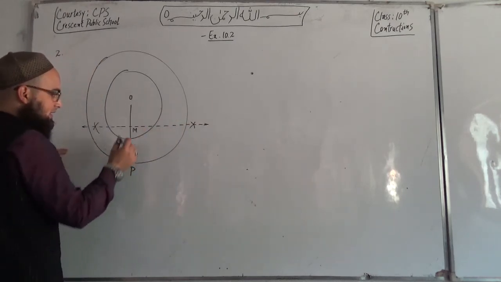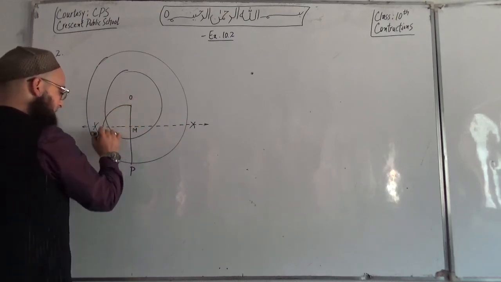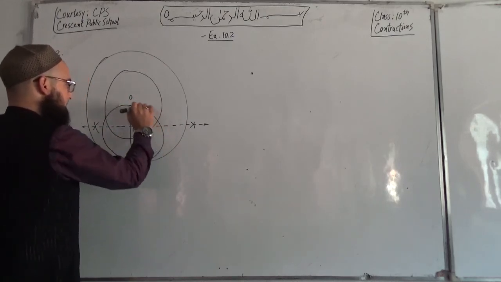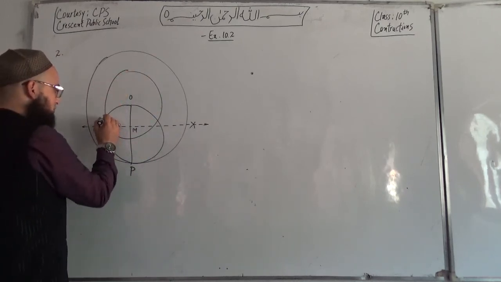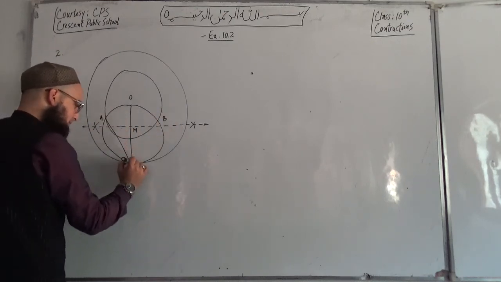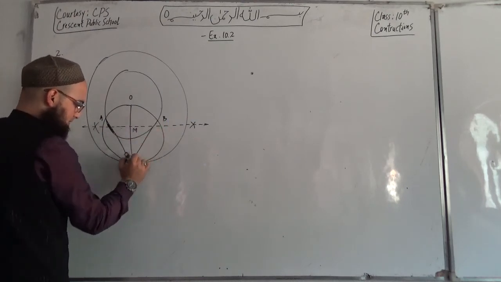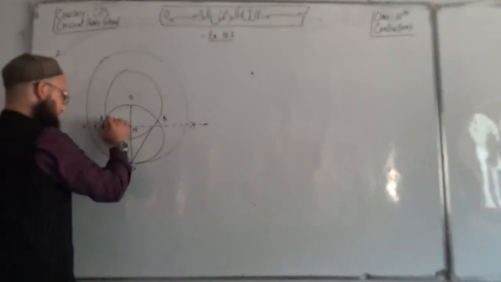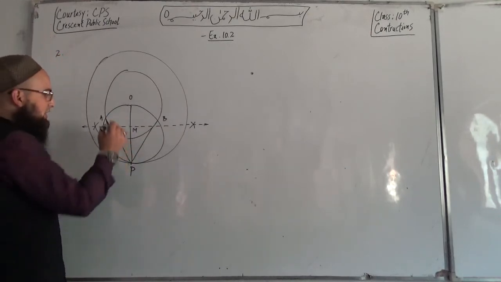Intersecting OP at M. Then with M as center and radius OM or MP, draw another circle, intersecting the smaller circle at 2 points. Let us say A and B. Then join PA and PB. Got it? So these are your required tangents.